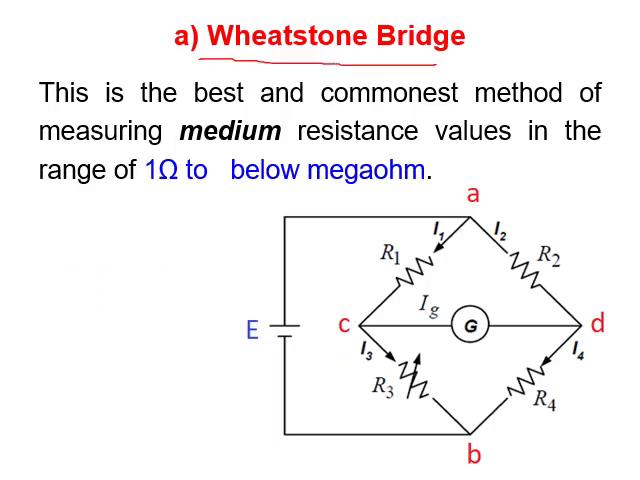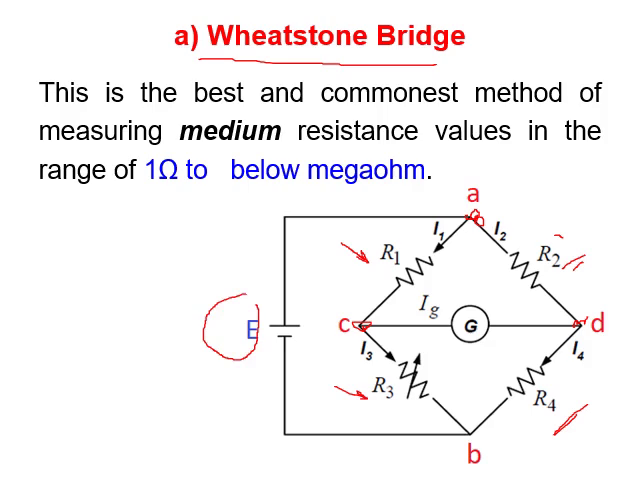In the Wheatstone bridge, as I mentioned earlier, we have an arrangement of 4 resistors connected between 4 arms. So this is R1 connected between A and C, the resistor R2 connected between A and D, R3 connected between C and B, and R4 connected between D and B. Now the battery E is supplying them in the arrangement you can see here.